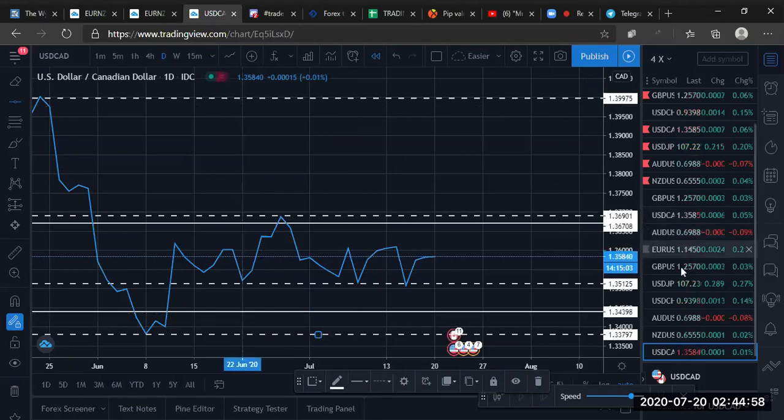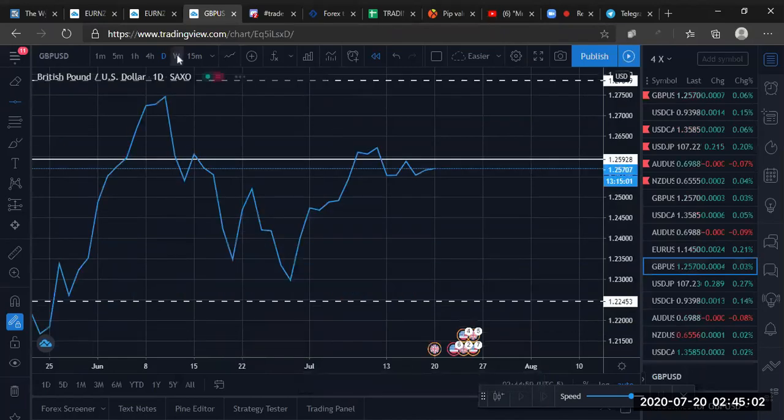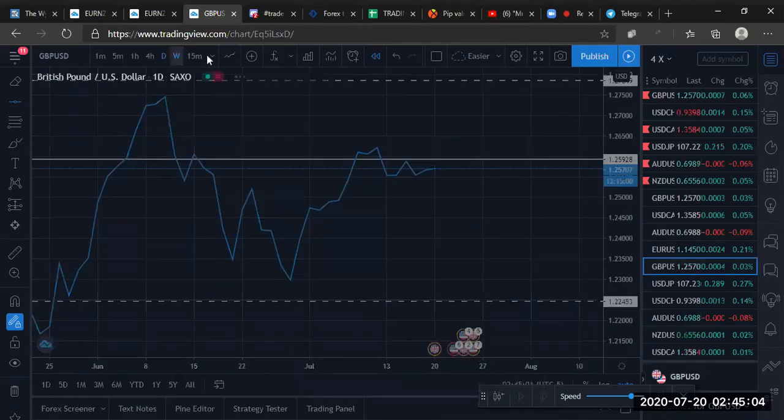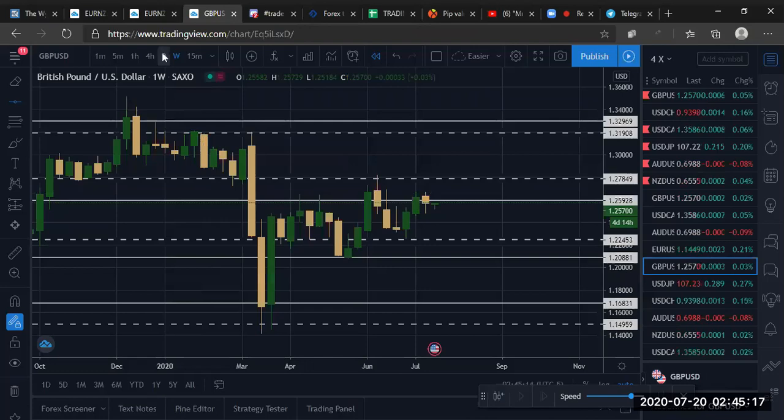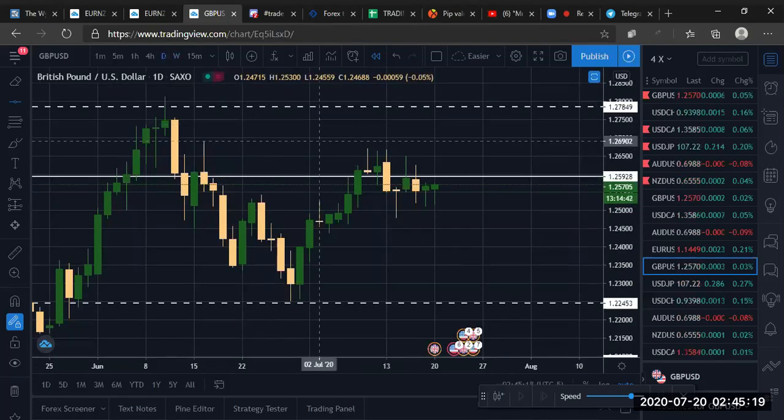Now, I got all these marked off from the daily and the weekly perspective. So we got it marked up on the weekly, I see all my important areas. Got it marked up on the daily, I see all my important areas.